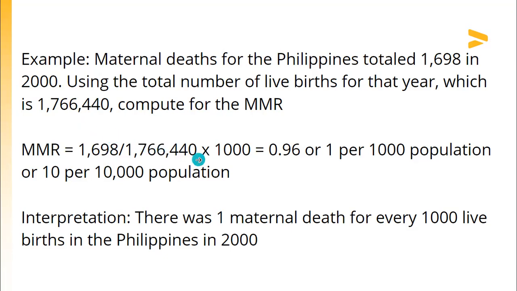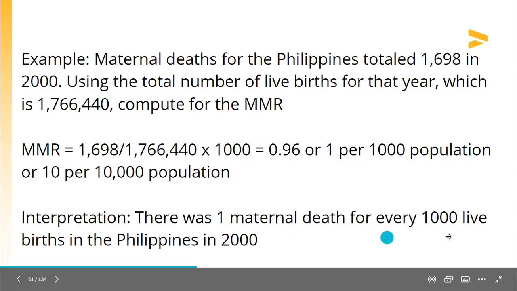1,766,440. So we multiply it with a factor, and we now get 0.96 or 1 per 1,000 population, or 10 per 10,000 population. Okay? So how do we interpret that? There was one maternal death for every 1,000 live births in the Philippines in the year 2000.